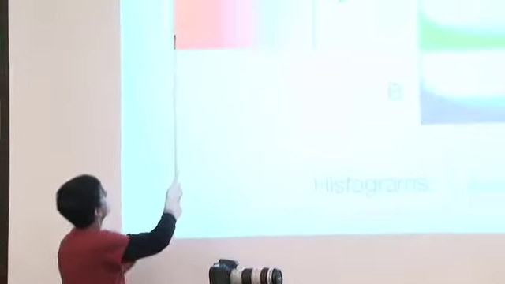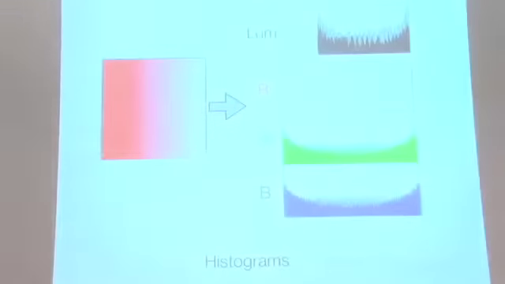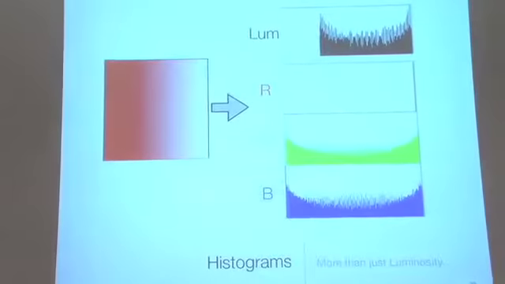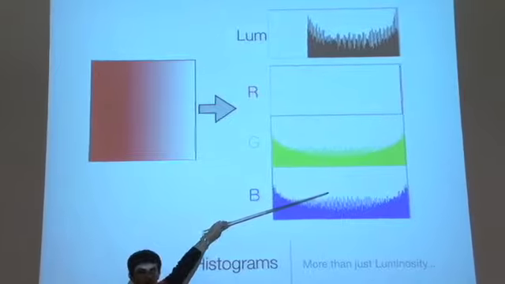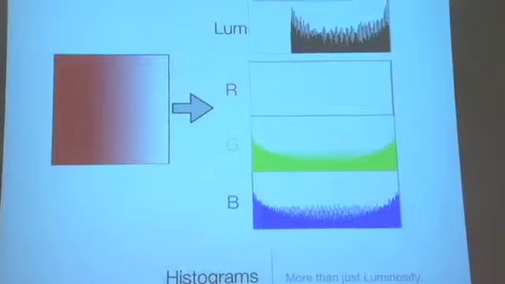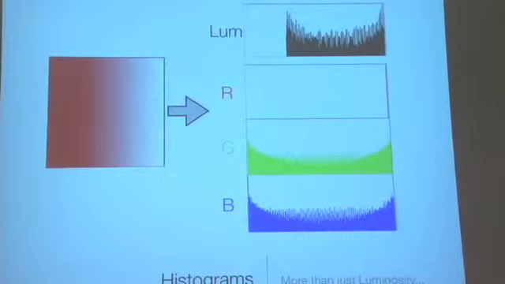So if this was a black to white gradient, then the luminance would extend all the way, and so would each of these color values. Just because in that case, at the black end, there's a complete absence of all of these colors, and at the right end, there's a complete presence of all of these colors.